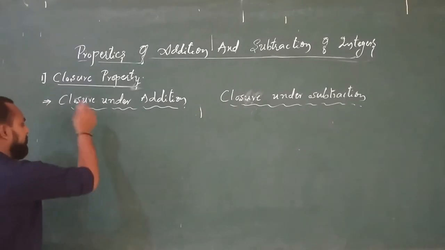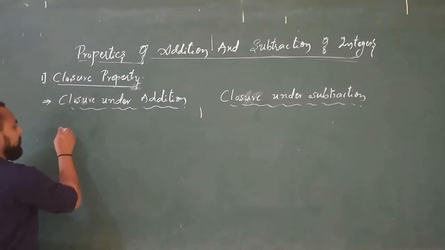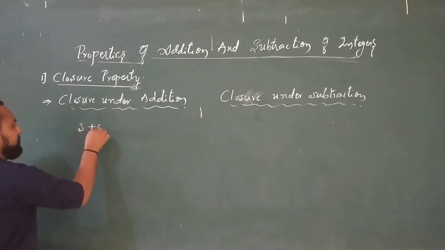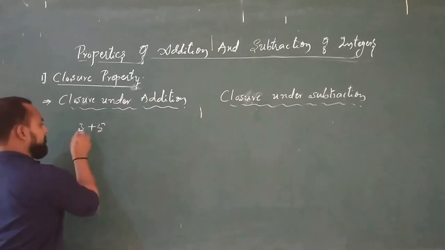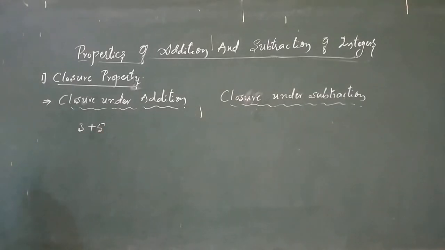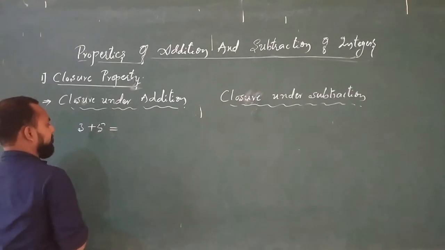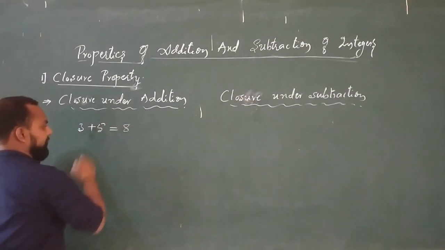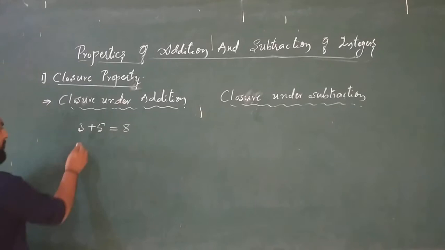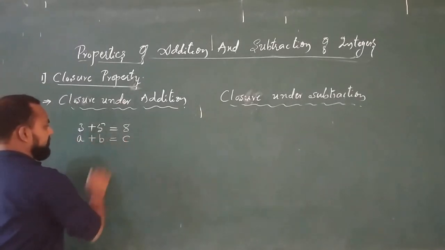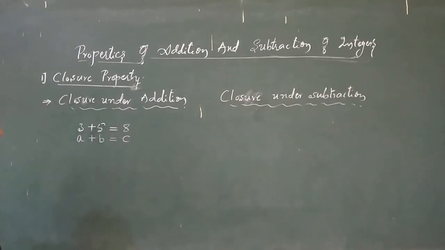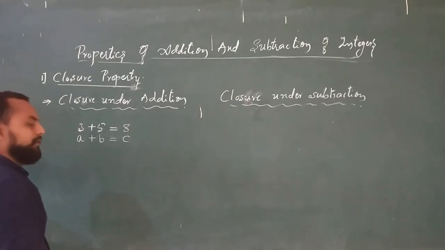Let us take an example: 3 plus 5. 3 and 5 are whole numbers. 3 plus 5 is 8. Here this one is A and this one is B, and we get C, and C is 8. The sum of any two whole numbers is again a whole number.